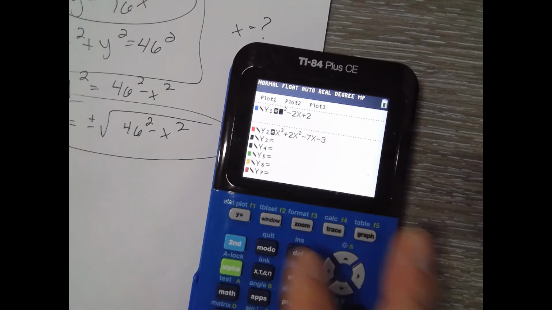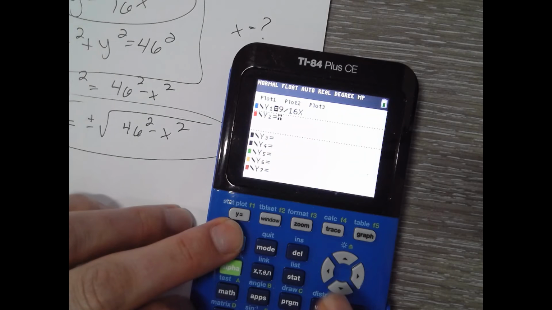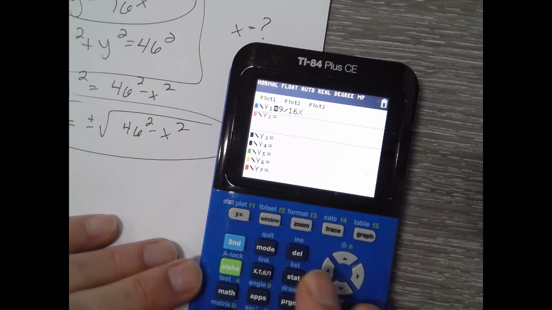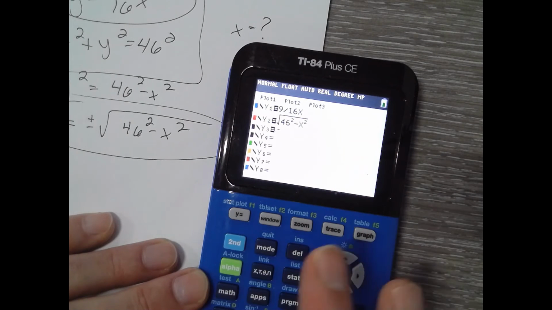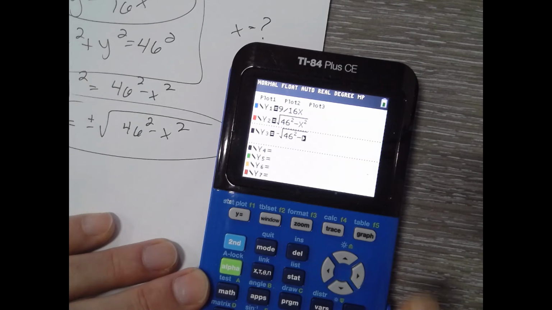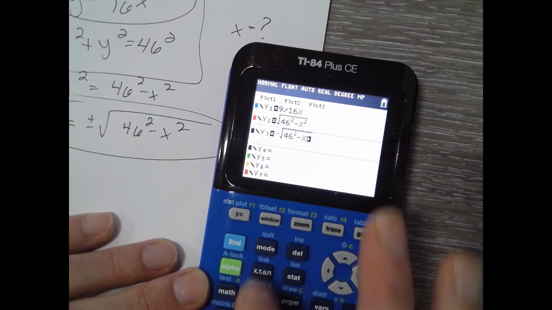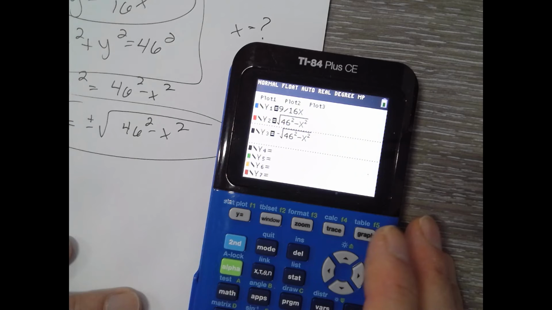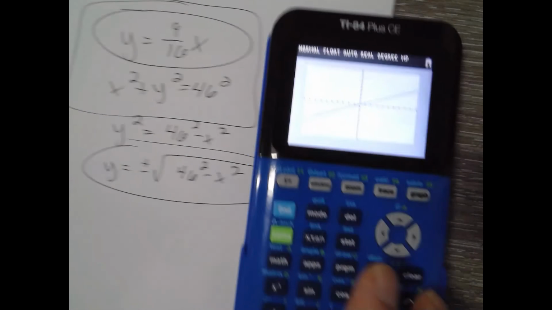So y equals 9/16 x, square root of 46 squared minus x squared, and the negative square root of 46 squared minus x squared. And we could graph it, and we've got some manipulating to do again. So there is my line, and we need to find the intersection of our sideways parabola, because it's a positive and negative square root, and it's nowhere to be found.